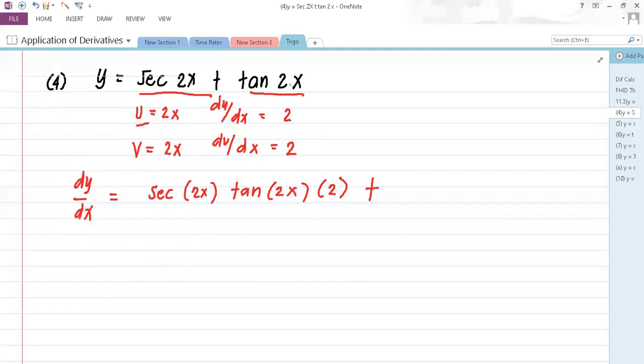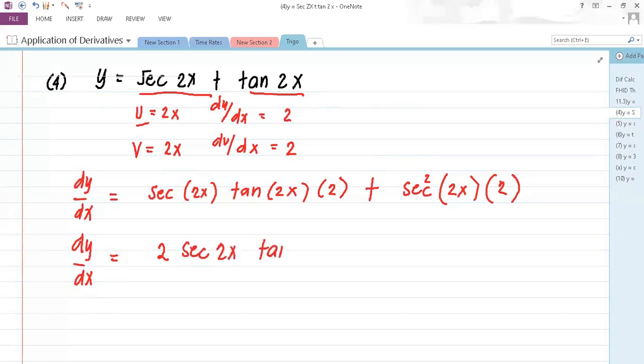Okay, that is for the first. Okay, we have to add the tangent. So the derivative of tangent is secant squared. So secant squared of u, which is v here, that is 2x, multiplied by the derivative of this v, which is equal to 2. Okay, so simplifying now our equation, we have 2 secant of 2x, tangent of 2x, and we have plus 2 secant squared of 2x. Okay? So, 2x is common.